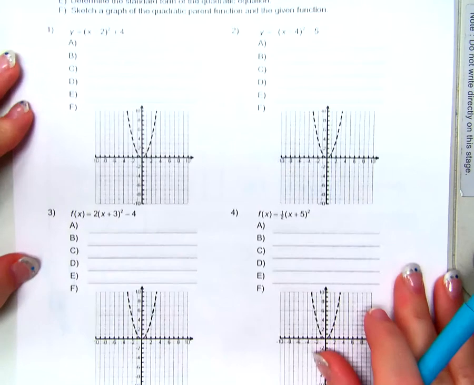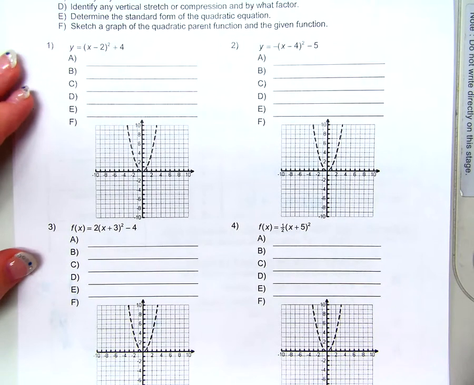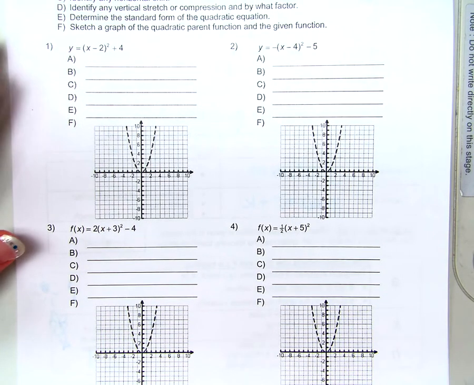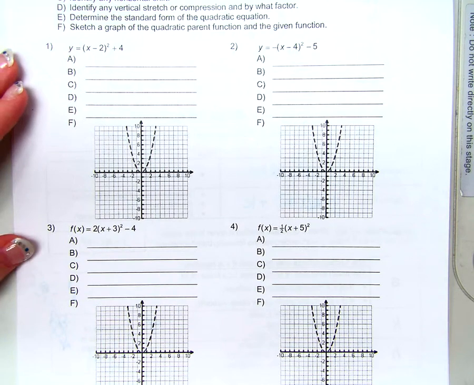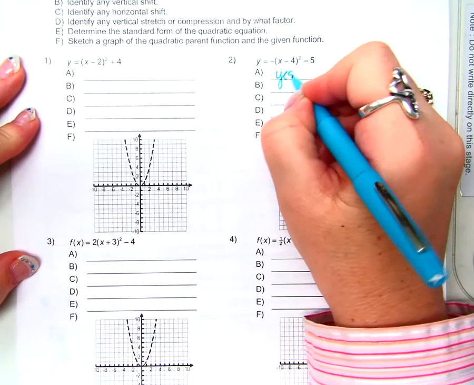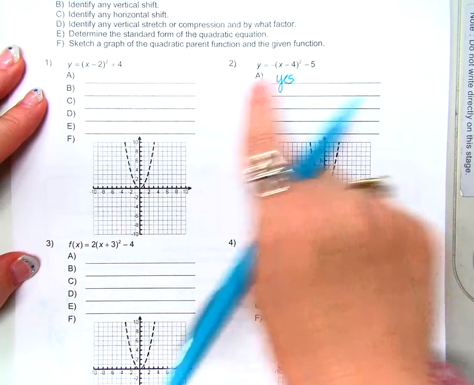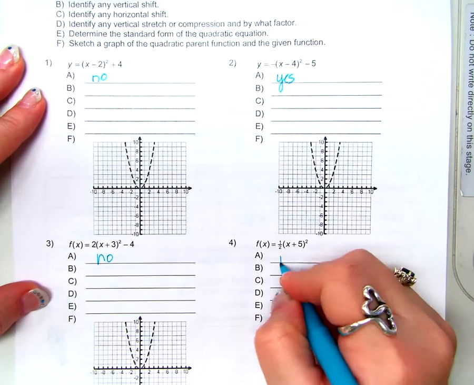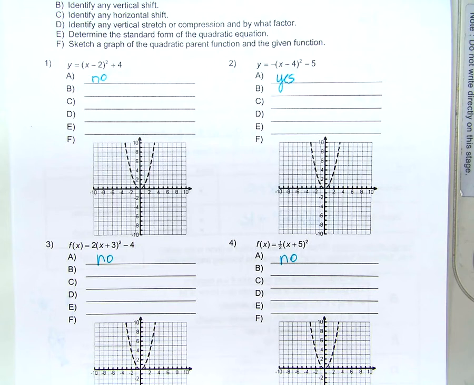So look on this page at these 4 problems. Which one of these 4 problems, if any, is A going to say yes? Number 2, because that's the only one with a negative in the front, right? So is it okay if I go ahead and put no? Yes.